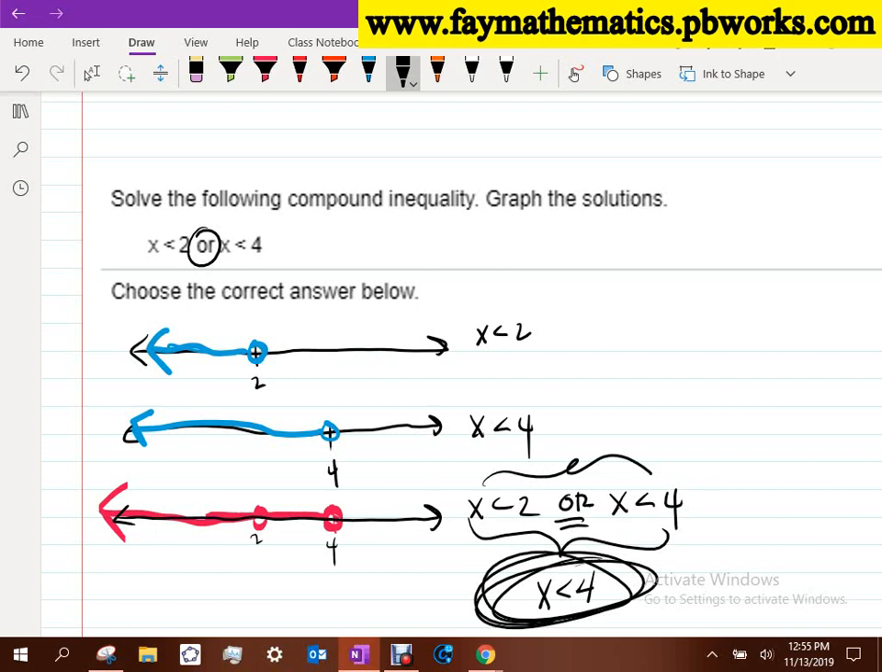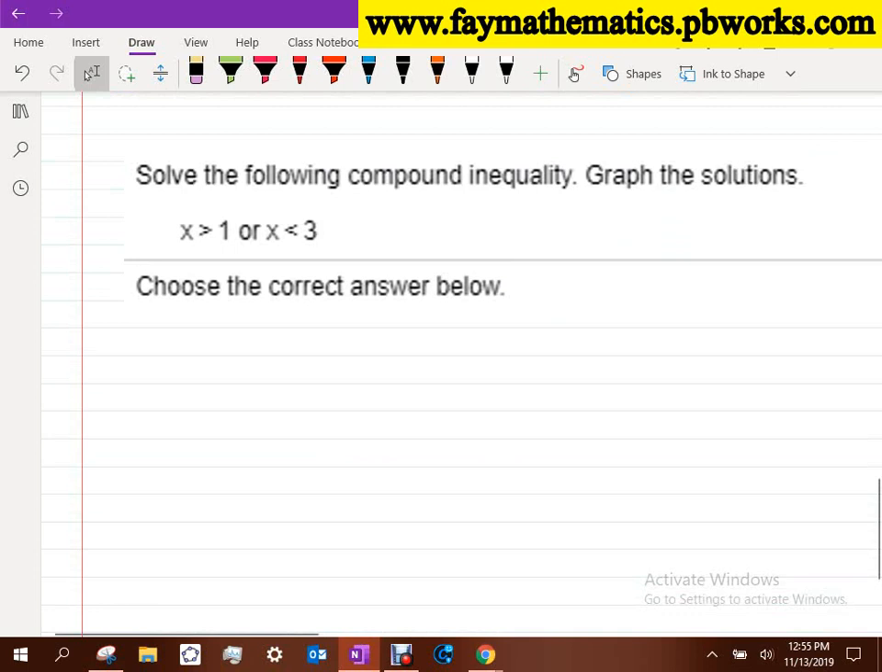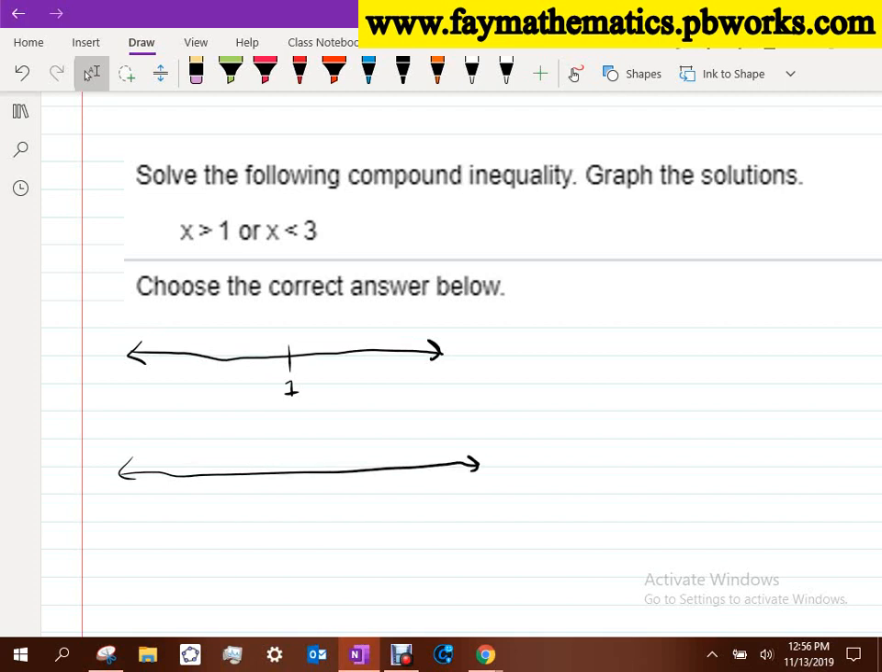Okay? Does that make sense? All right, so let's try this one. Okay? X is greater than 1. So let's put 1 there. Open or closed? Open. We've got x is less than 3, so let's put 3 there. Open or closed? Okay, so they're all open.